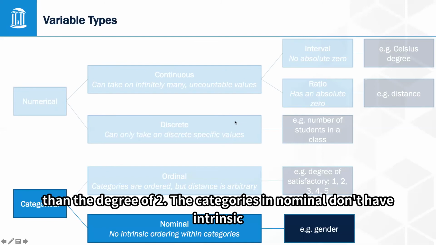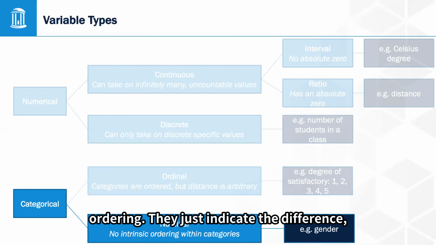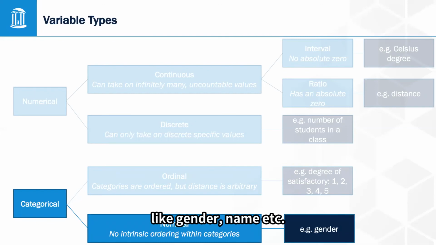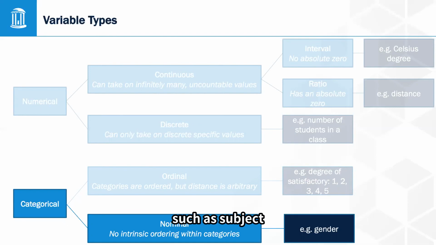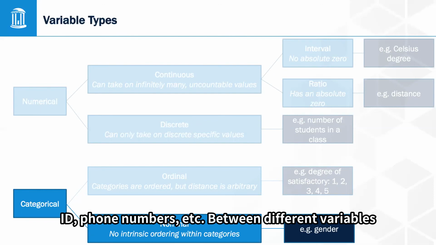The categories in nominal don't have intrinsic ordering. They just indicate a difference, like gender, name, etc. Note that sometimes numbers can also be nominal, such as subject ID, phone number, etc.